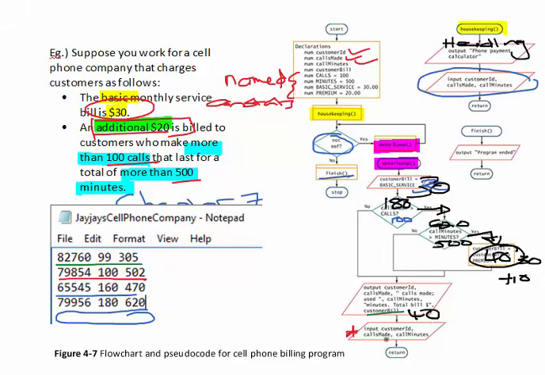We're going to input the next customer ID, calls made, calls minutes, which is blank. It's end of file. And when we get to the question here, we're going to ask the question, are we at the end of file? Yes, we are at the end of file. We're going to exit the loop, we're going to finish, and we're going to output program has ended.